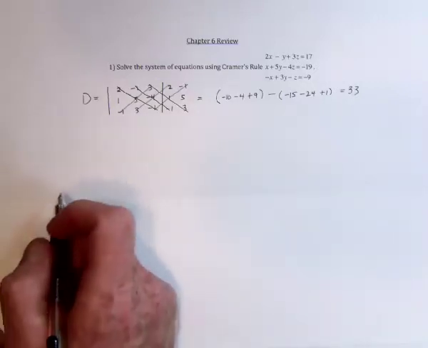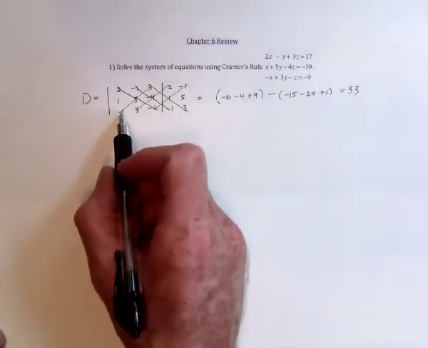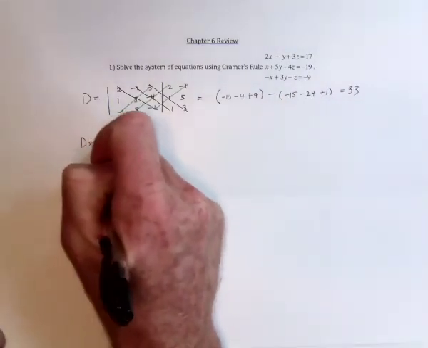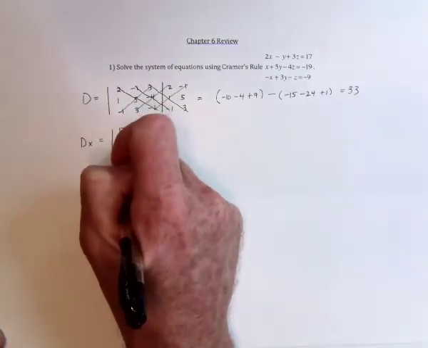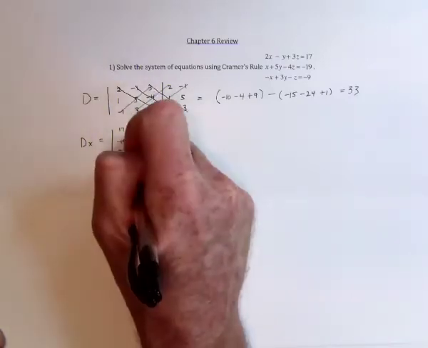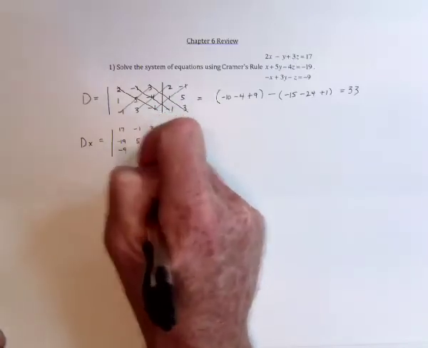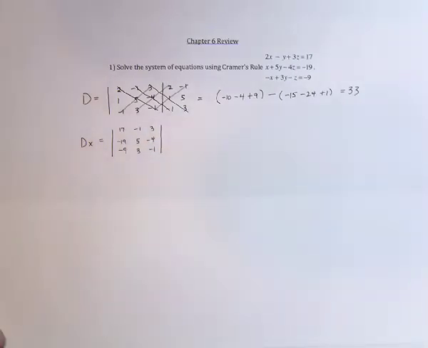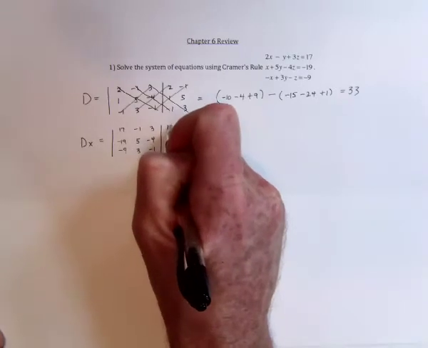Now what we're going to do is the same thing, except for this column, which was the 2, 1, and -1, we now replace it with the constants, and that's called the determinant dx. So replace the x's with 17, -19, and -9. And then the y and the z information stays the same. And again, recopy the first 2.